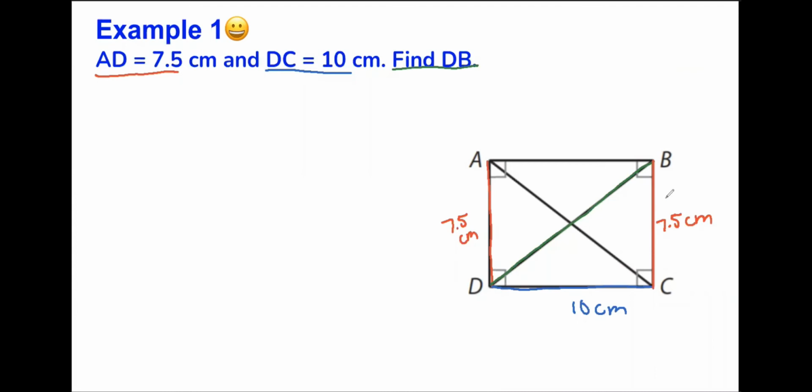Now, what am I going to do here? I'm going to extract a little piece from my rectangle so that I can see the section that I'm interested in. I'm interested in this little piece, DB, right? So let me extract it. Here is my length BC. Here is my length DC. Imagine that it's super straight. And then here's my length DB, in green.